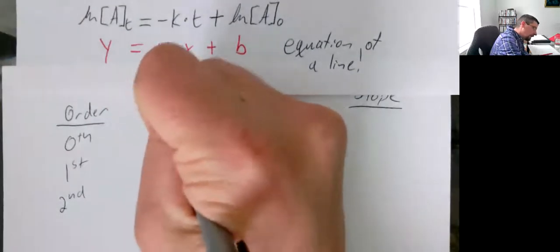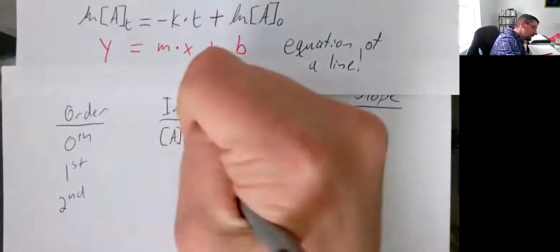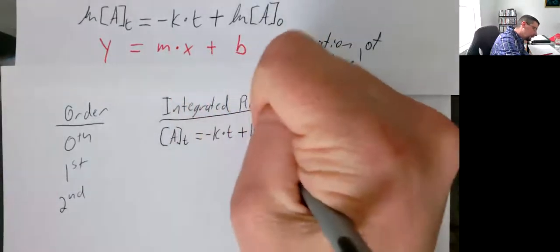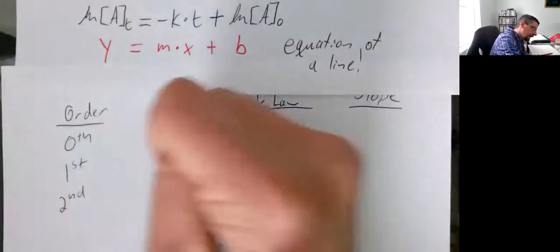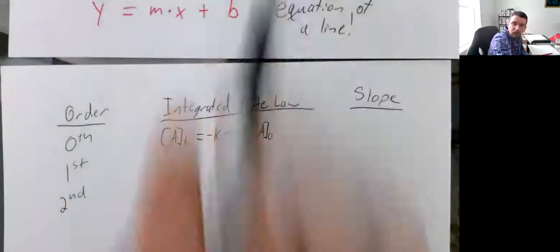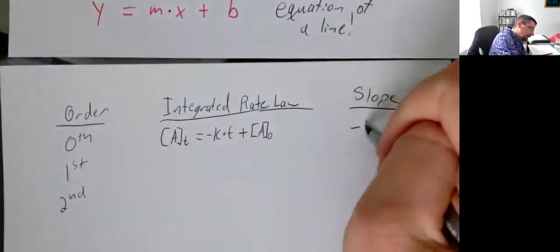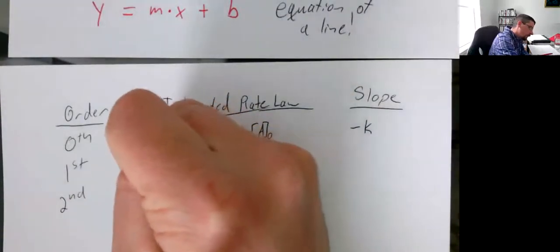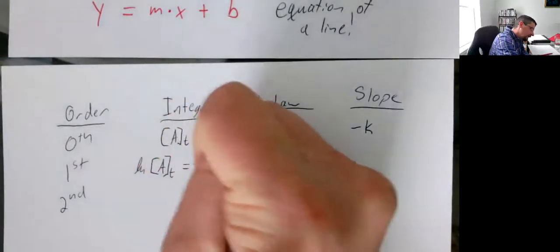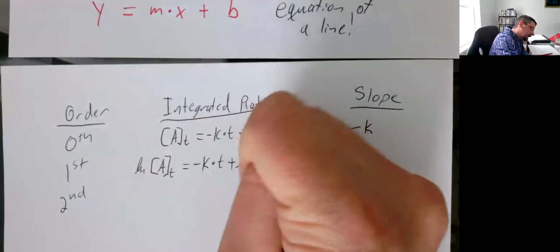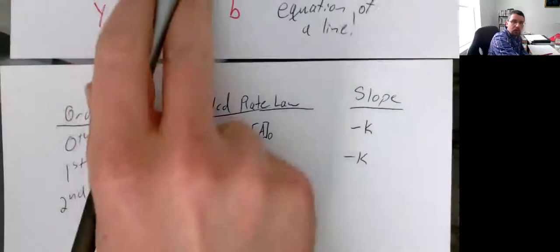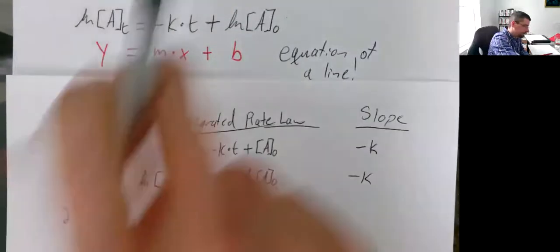For the integrated rate law for a 0th order, it happens to be [A]t is equal to negative kt plus our initial concentration of A. Looking at this, again keeping this in the form of y = mx + b, our slope will then be negative k. First order we already did. We had ln[A]t is equal to negative kt plus ln of the initial concentration of A. And our slope right up here was just negative k.